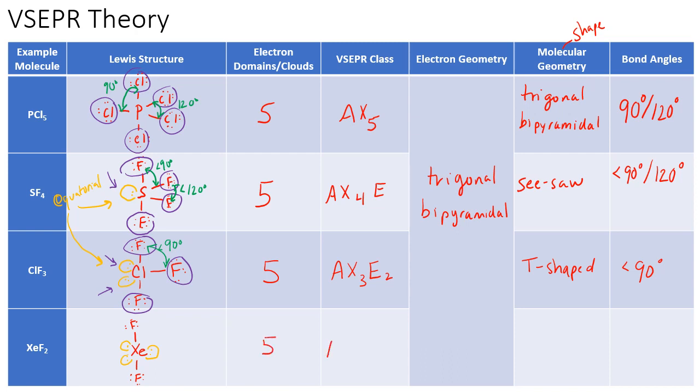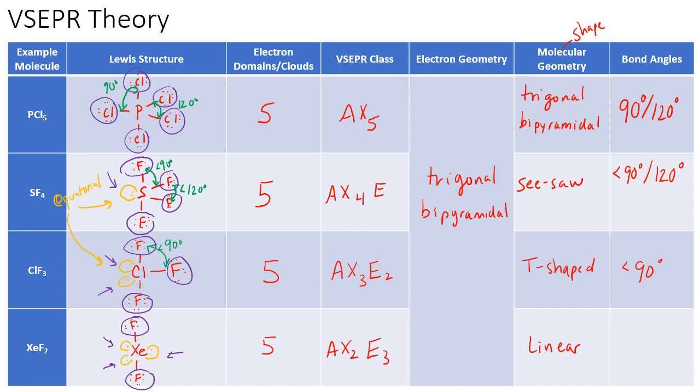Our VSEPR class is AX2 because we have 2 bonding domains, and then E3 because we have 3 lone pairs on the central atom, so 3 non-bonding domains. So 1, 2, 3, and then here's our 2 bonding domains. And if we cover up those lone pairs, now our molecule just looks like a straight line. So even though it's in the trigonal bipyramidal family, the actual shape that we see, the real life shape, looks like a linear molecule. So that's the name of this shape.